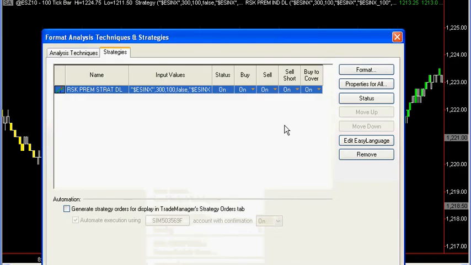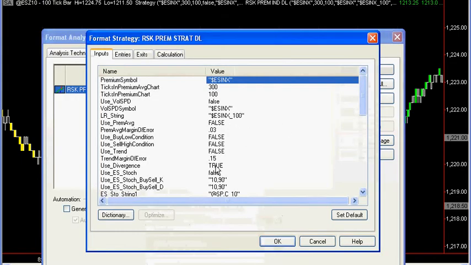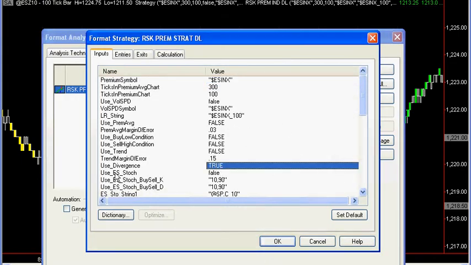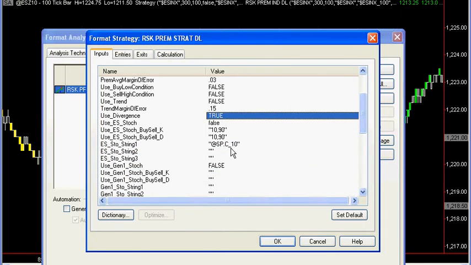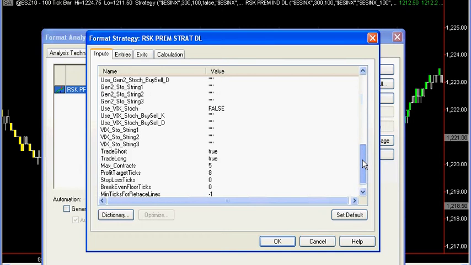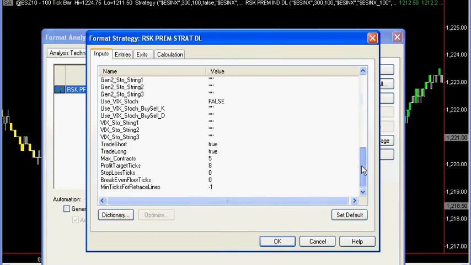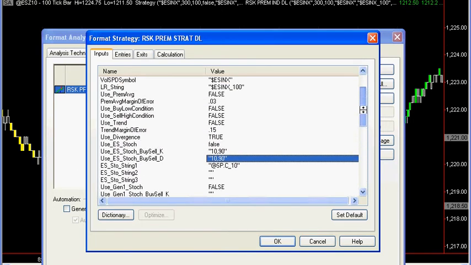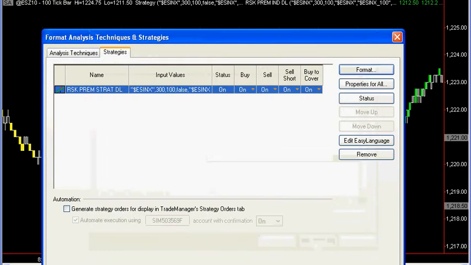Here's our divergence setting. It's very simple. We just set use divergence to true. We select a certain tick bar interval for the stochastic and an overbought oversold range. This is somewhat dependent upon the individual trader's selection, but this is the overbought and oversold range that we used. There's nothing else set up in here other than to check for divergence based upon our rules.